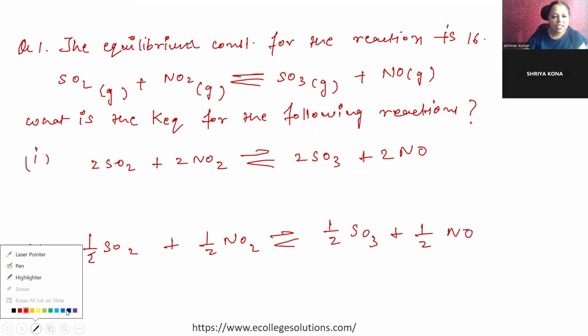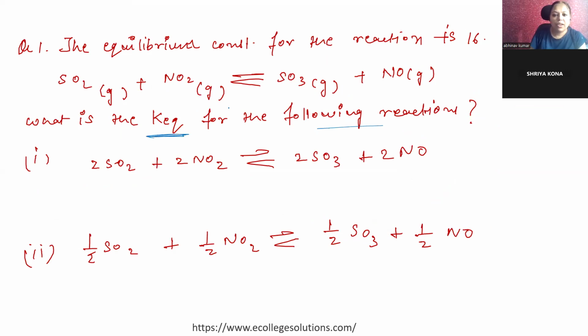The reaction is SO2 plus NO2, all gaseous, gives SO3 and NO, all gaseous. So you need to tell what the K equilibrium is for the following reactions, and if you could see, there is a difference in moles only, or the stoichiometric coefficients are different. Can you try?